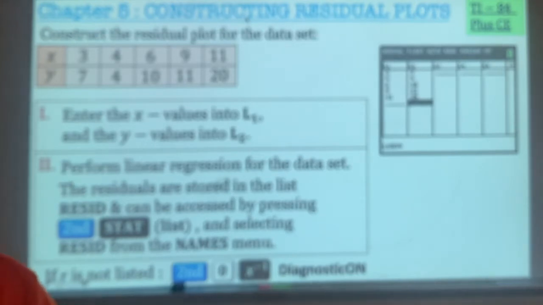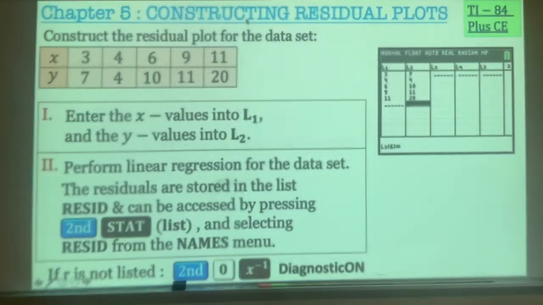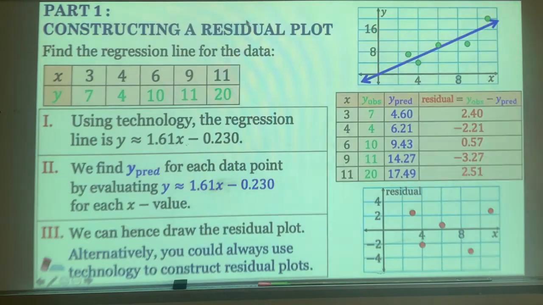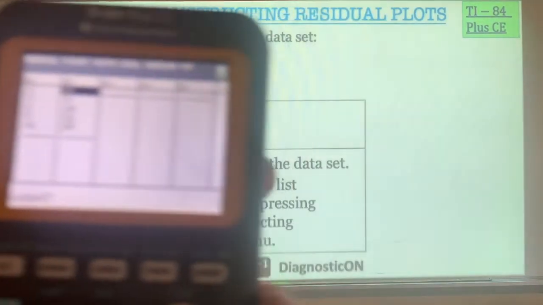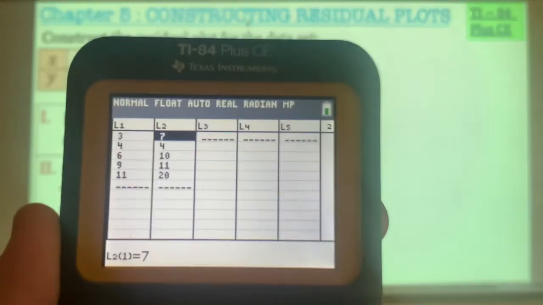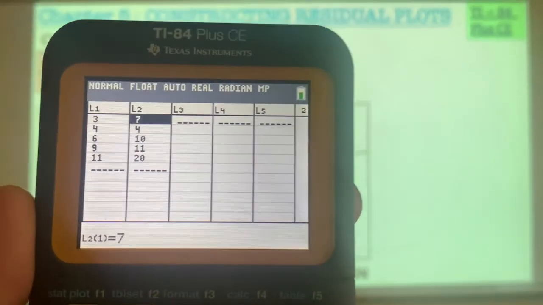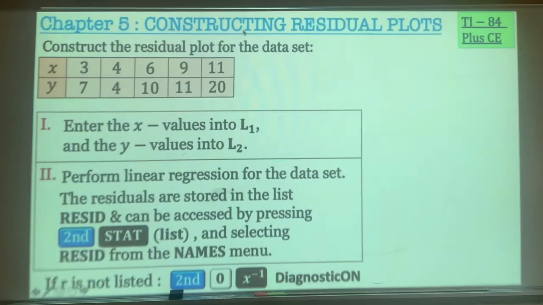Stat, edit. We'll go back here. Oh, it was all fuzzy before. Let me make sure you saw this clean. Sorry about the fuzziness. When I zoom in and zoom out with the calculator, sometimes it just stays fuzzy. All right, so anyway, I do this. Now, perform linear regression for the data set.